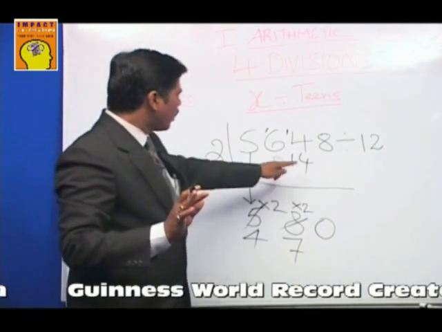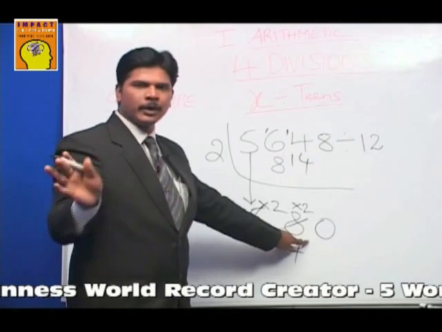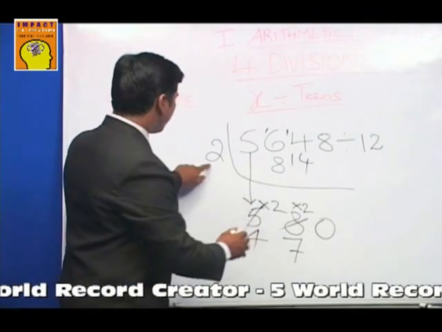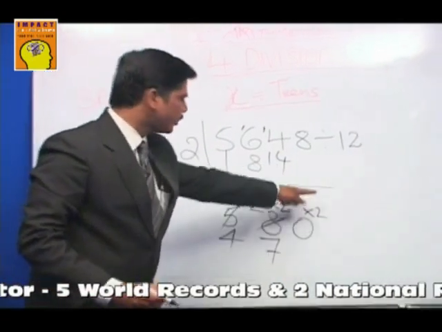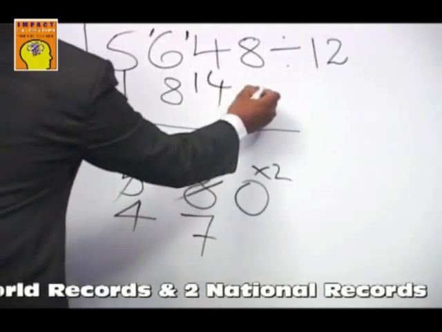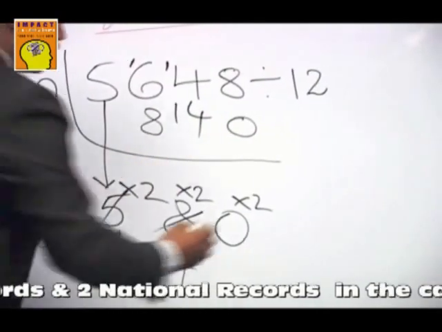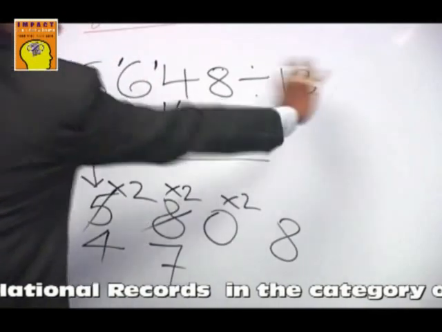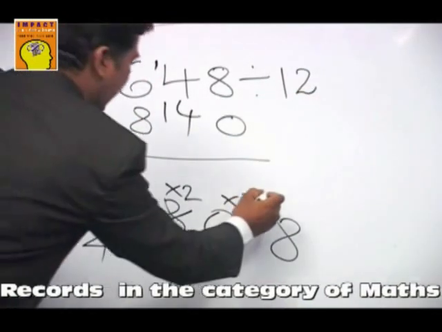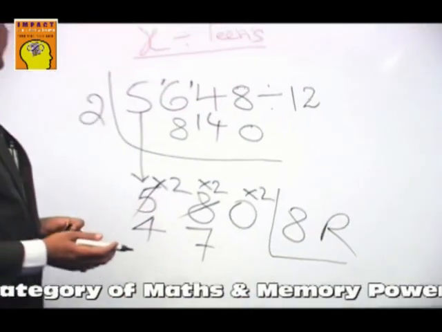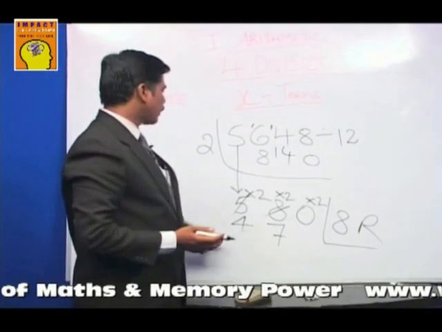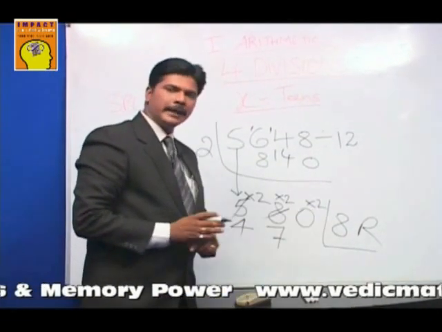What does the rule say? Whatever you have at the bottom, be it 0 also, multiply with the divisor, write under the next number and subtract. So 0 times 2 is 0. Write under the next number and subtract. 8 minus 0 is 8. There is no further number, so there ends the division. The last number gives you the remainder. So when you divide 5648 by 12, you get 470 with a remainder of 8.